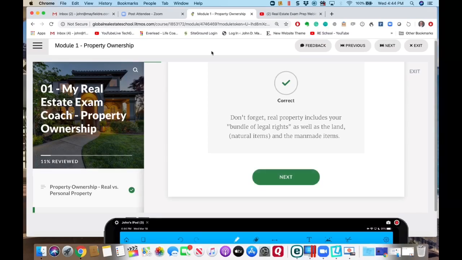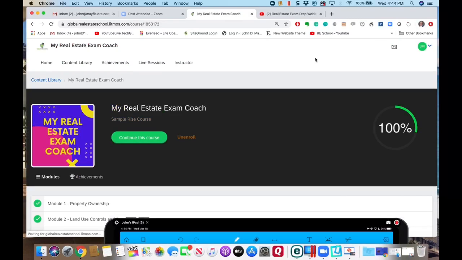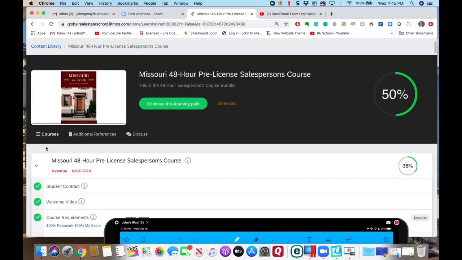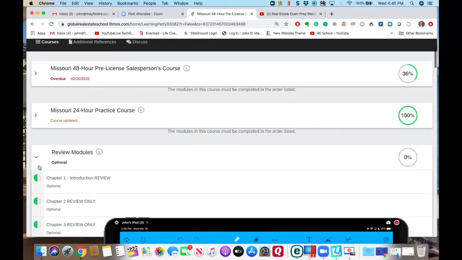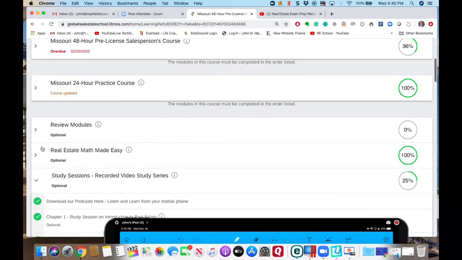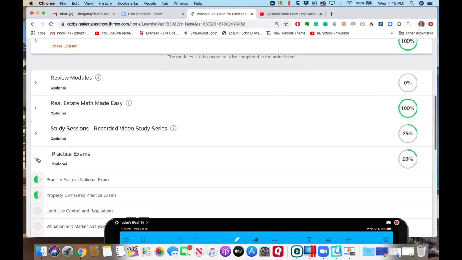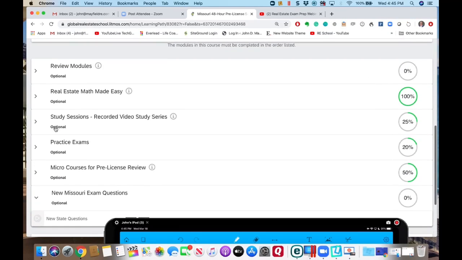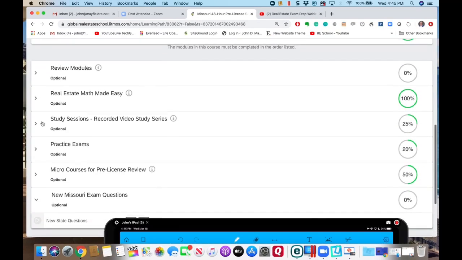The other thing I will tell you is that you still have access to those 500 plus exam questions, and I should show you that. I'm going to exit out of this module now. If you go to your home button right here, you go into your course learning path. Remember to close this arrow right here, and down below you can close these arrows. You'll find lots of additional material down here. These are all in your course.